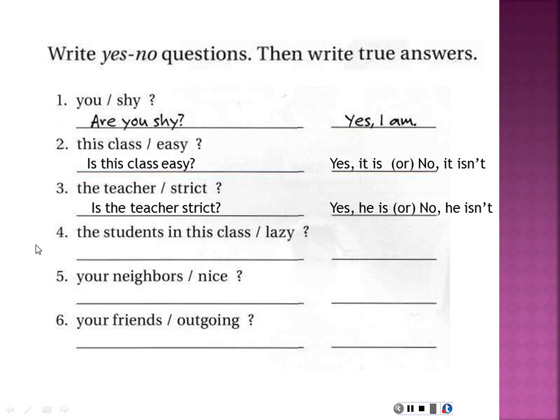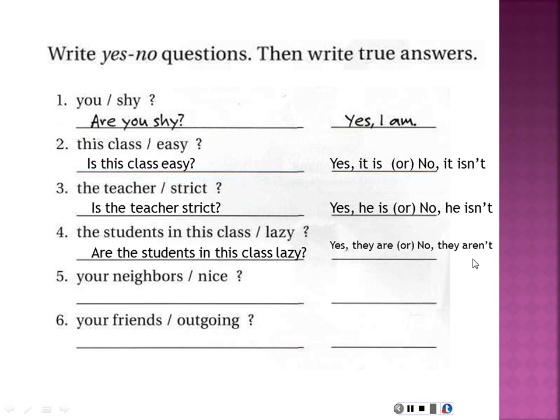Number 4, the students in this class, this is the subject, all of it is the subject, and lazy. Lazy is an adjective, صفة. It means كسول. Okay? So, are the students in this class lazy? So we used are because we have plural form. And the answer is yes, they are. So they replaces students and are goes with they, or no, they aren't.